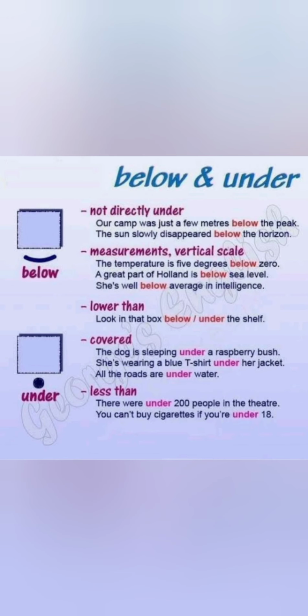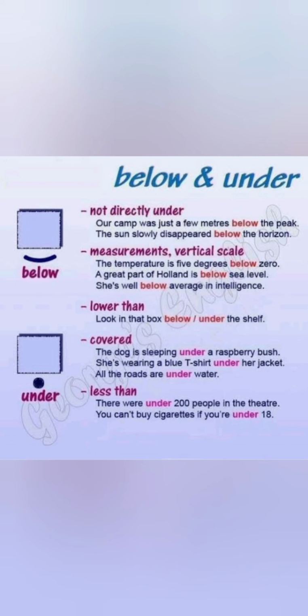Below and under. Under is used to talk about a noun's position when it is covered by something. But we use below to indicate that a noun is placed lower than something else. The first thing is both are used for lying under something. But in the case of under, it is covered. But in the case of below, it is just placed below something.